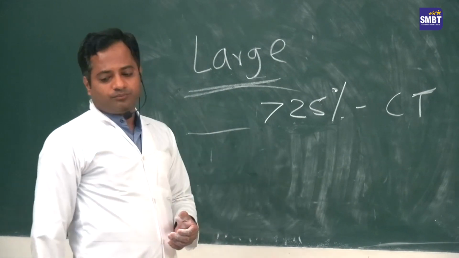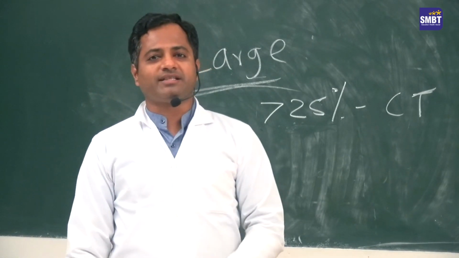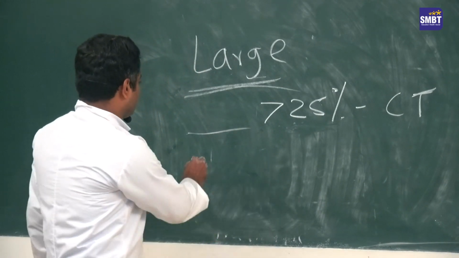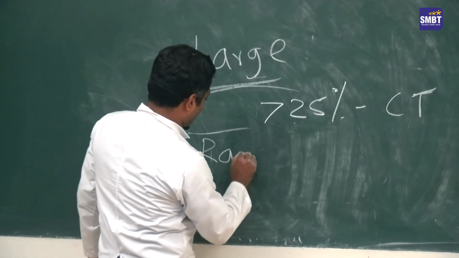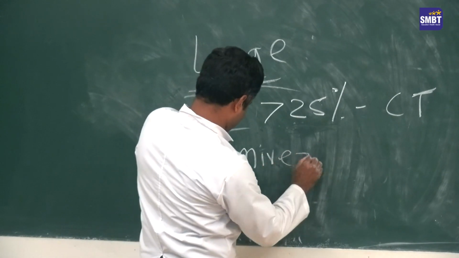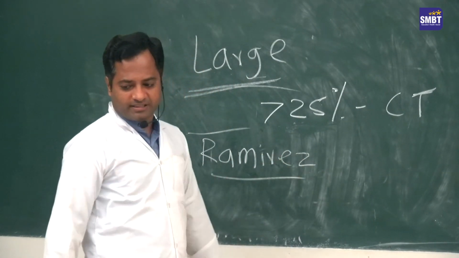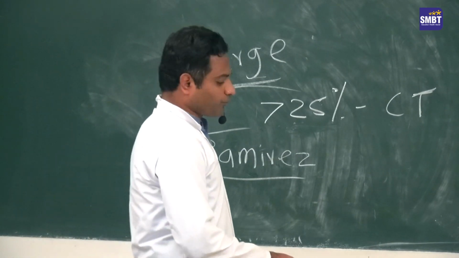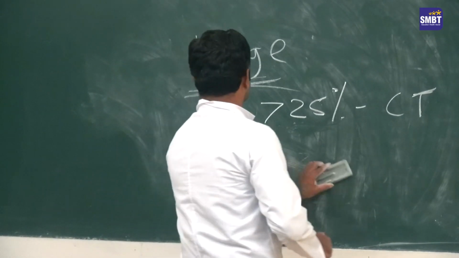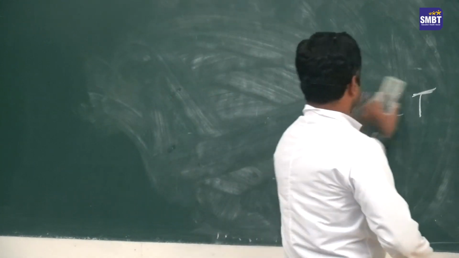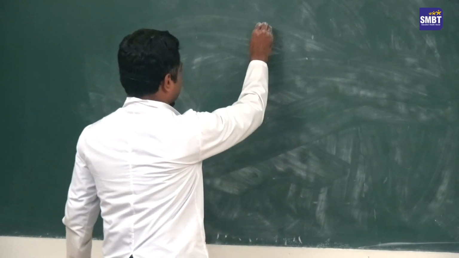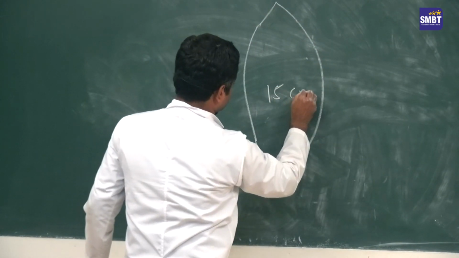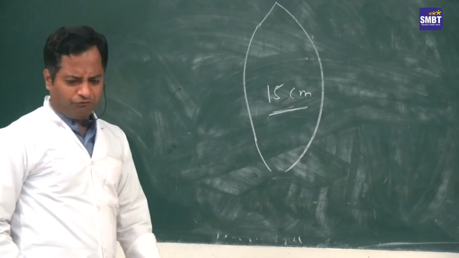Then there are some procedures called component separation technique. It is called the Ramirez component separation technique. So what is this component separation technique? As you know, suppose the defect is very large. So the defect is 15 centimeter.